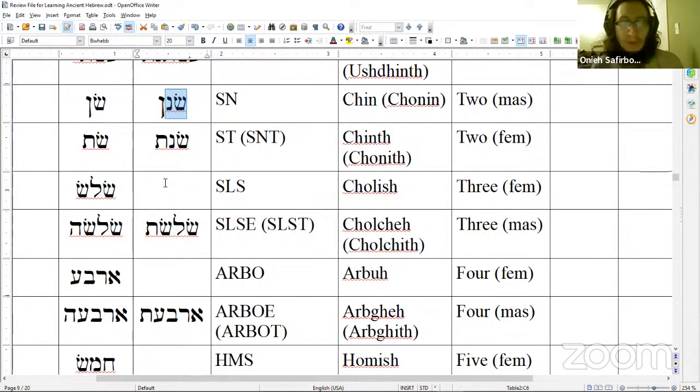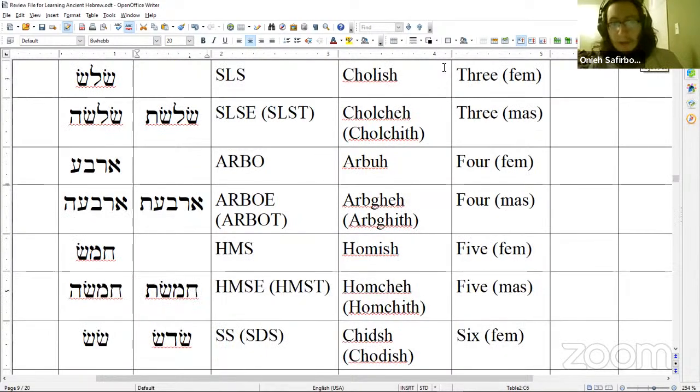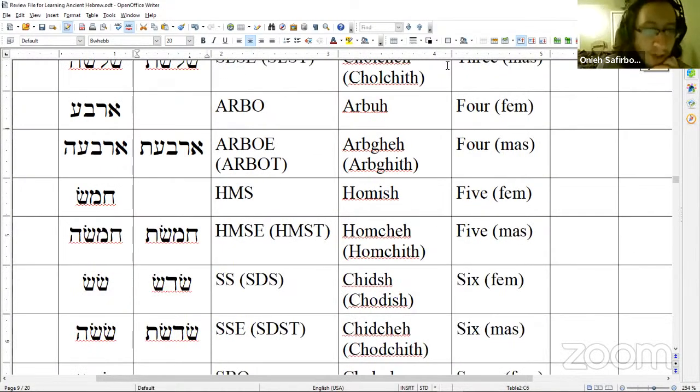And number 4 is Arba. Arba, that's the feminine form. The masculine form is Aragith. So Araga, originally Aragith. Okay, and then number 5, feminine, is Hamish, and the masculine form is Hamcha, originally Hamcha.